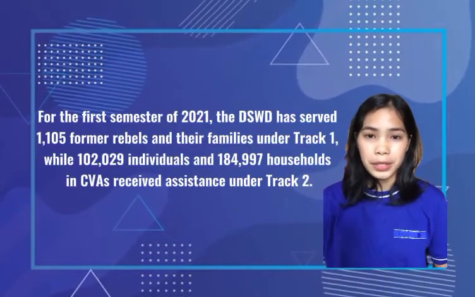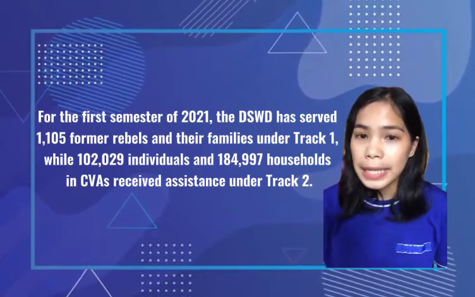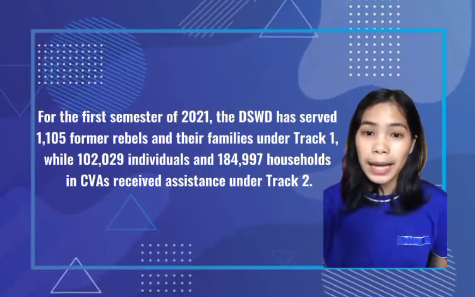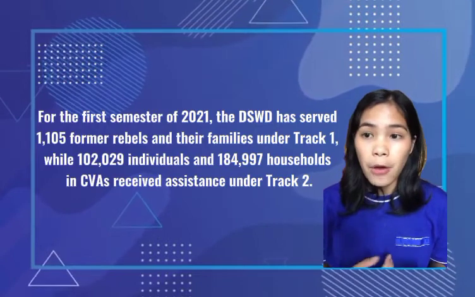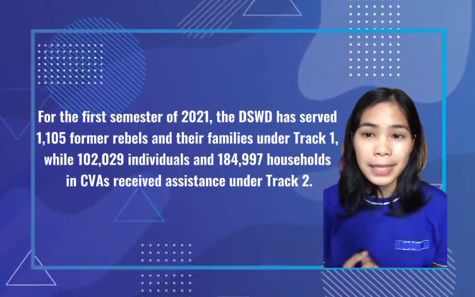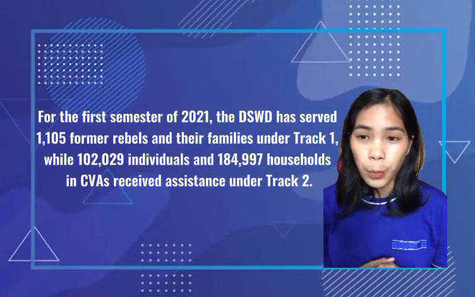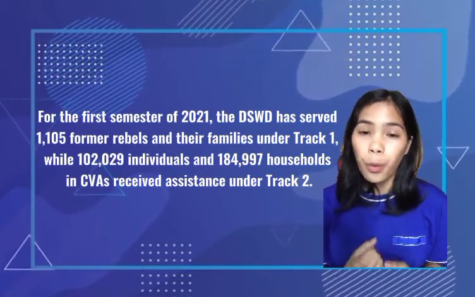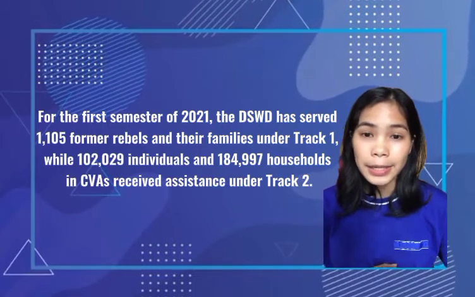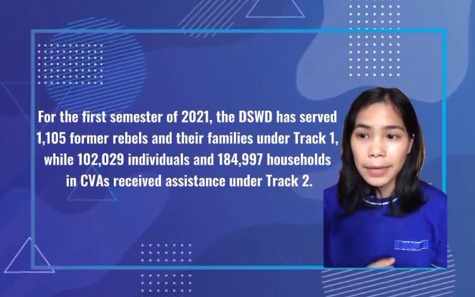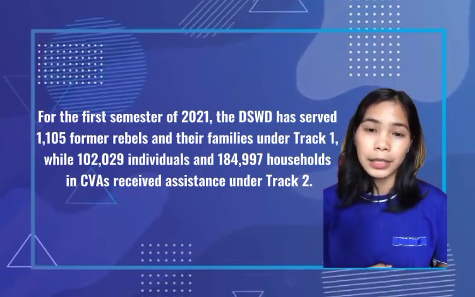For the first semester of 2021, the DSWD has served 1,105 former rebels and their families under Track 1, while 102,029 individuals and 184,997 households in CBAs received assistance under Track 2.